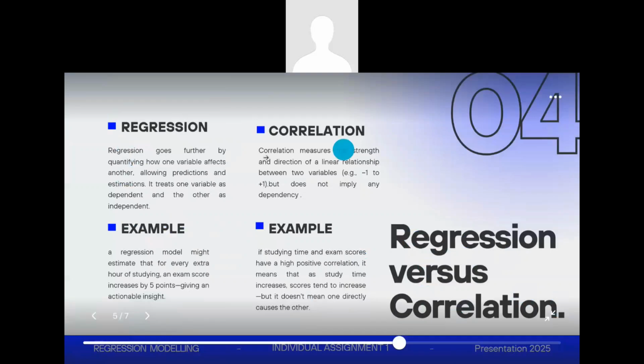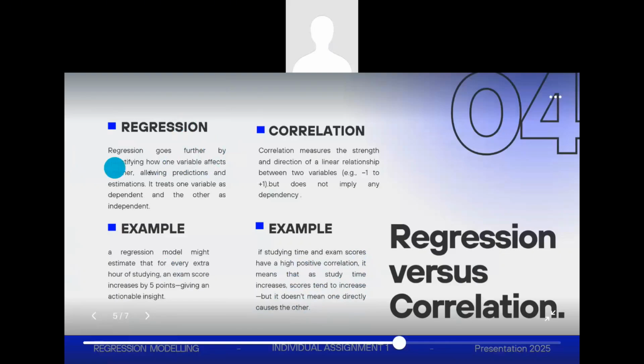Regression versus correlation. Correlation measures the strength and direction of a linear relationship between two variables from -1 to +1, but does not imply any dependency. For example, if studying time and exam score have a high positive correlation, it means that as study time increases, score tend to increase, but it doesn't mean one directly causes the other.